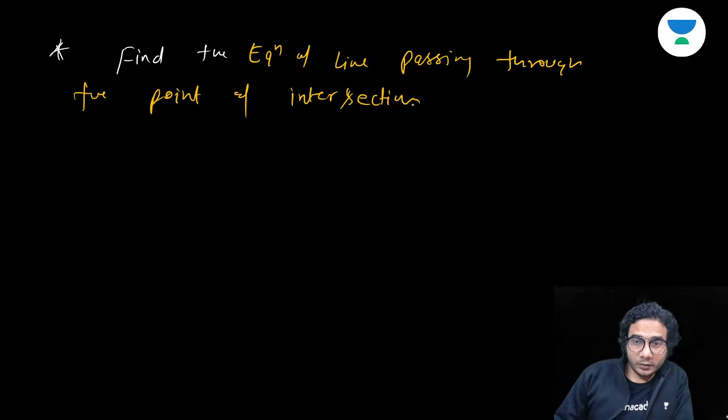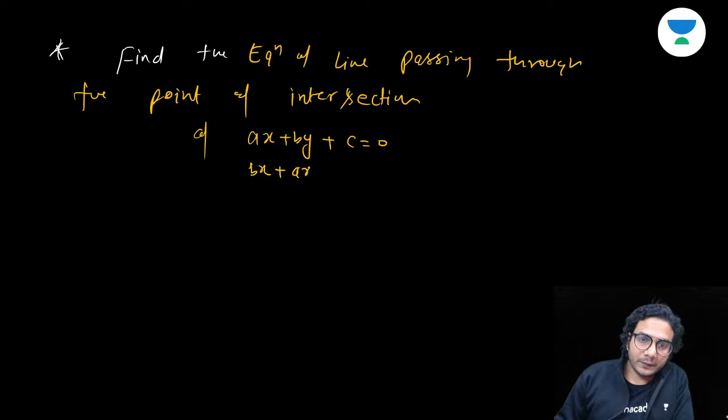Now I'm writing a new question. Suddenly a new question came to my mind, so in this the calculation will help. Find the equation of line passing through the point of intersection of ax plus by plus c is equal to 0 and bx plus ay minus c is equal to 0, and the origin.